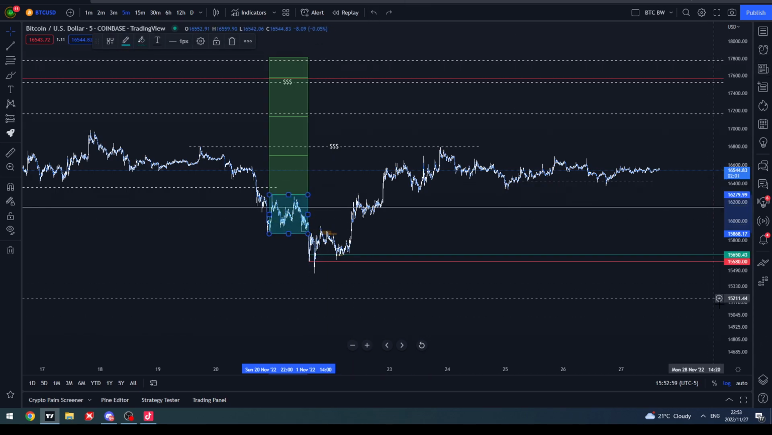Oh, I think I had it hidden. Hold on. Let me just unhide that one. Where are my objects, ideas, notifications, order panel? I'm not too sure where my object tree went to. There we go.